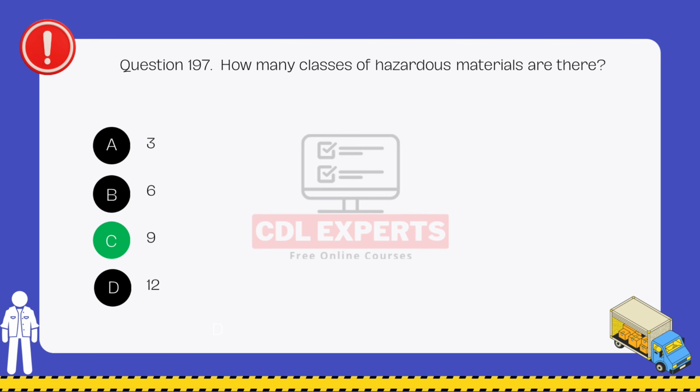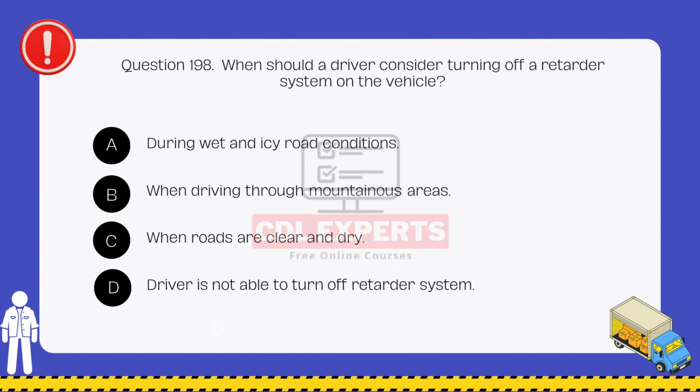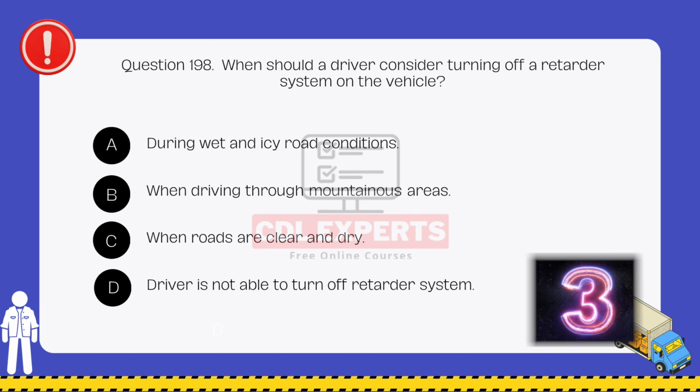Correct option is C. When should a driver consider turning off a retarder system on the vehicle? During wet and icy road conditions, when driving through mountainous areas, when roads are clear and dry. Driver is not able to turn off retarder system.